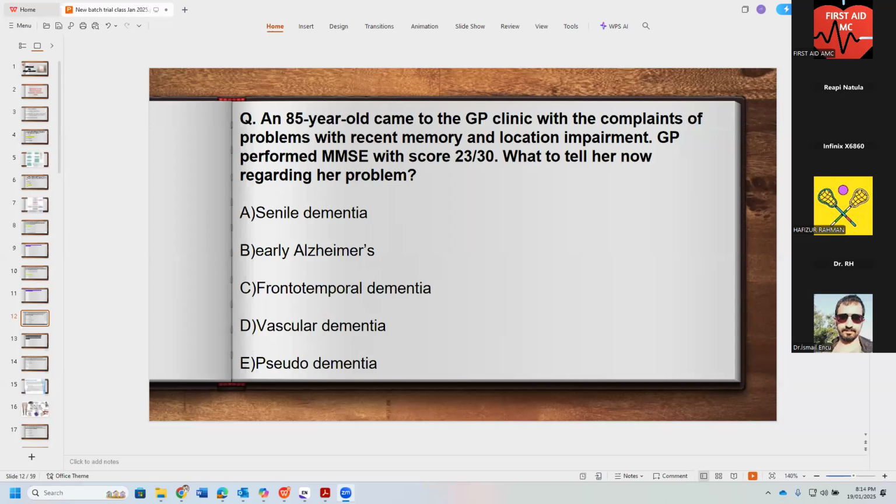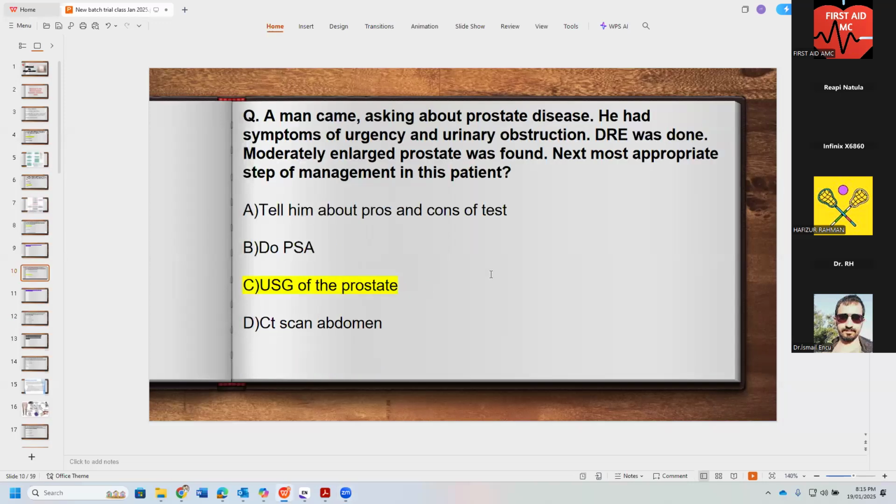For example, where's the question? A man came asking about prostate disease, a 68-year-old man. He had symptoms of lower urinary tract. DRE was done. Moderately enlarged prostate with hard nodules was found. Urine analysis and ultrasound are normal. What is your next best step of investigation? Or sometimes they will not give any talk about any imaging.